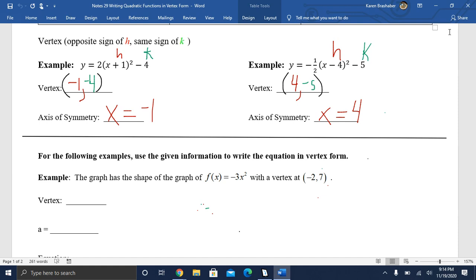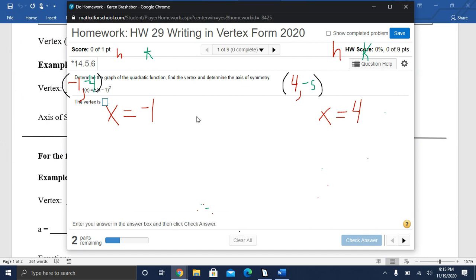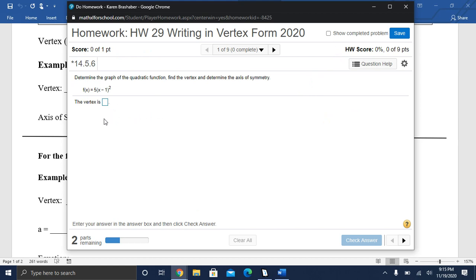You will be asked on Math Excel not only to answer these types of questions, but also to choose the graph. So I thought I would look at a Math Excel problem with you. So I'm going to bring that up and take a look at what that's going to look like.